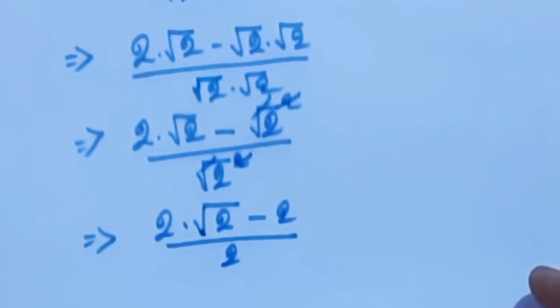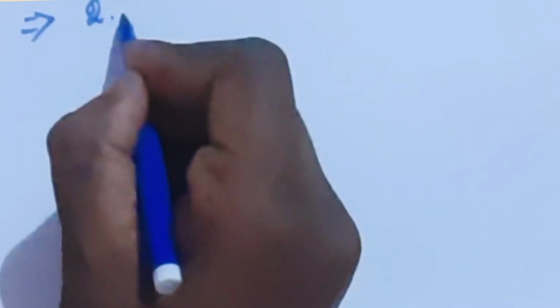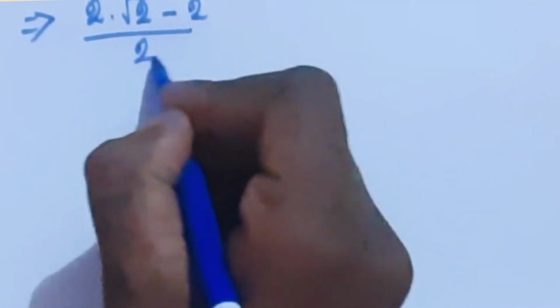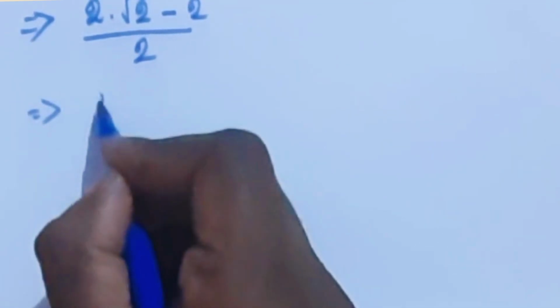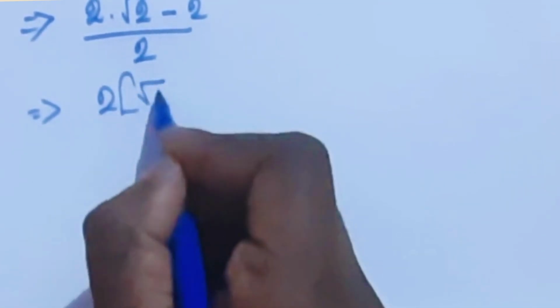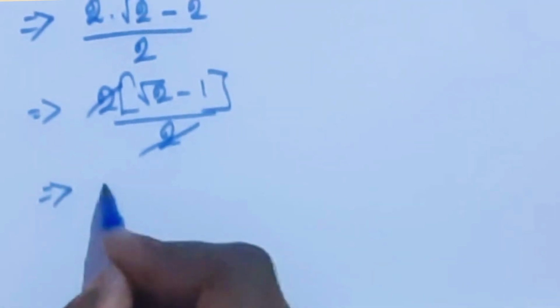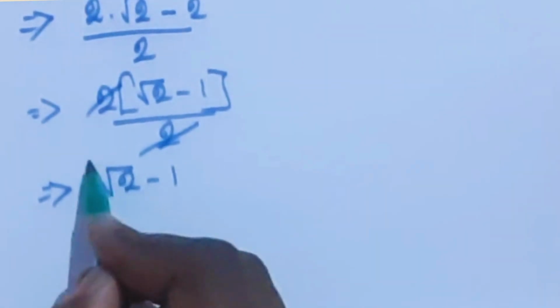Now 2 times the square root of 2 minus 2, by 2. Here 2 open bracket, the square root of 2 minus 1, by 2. Now this 2 cancels this, so we have the square root of 2 minus 1. This is the final answer for the given problem.